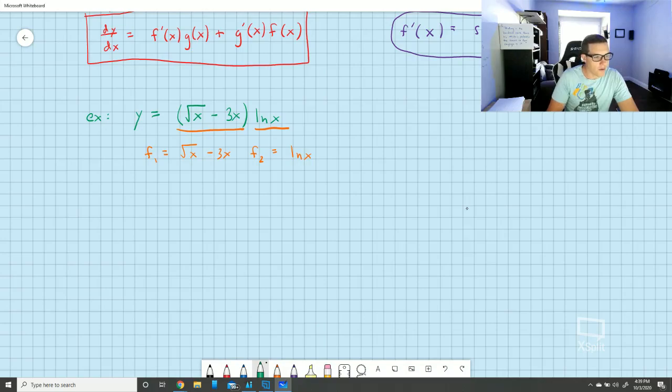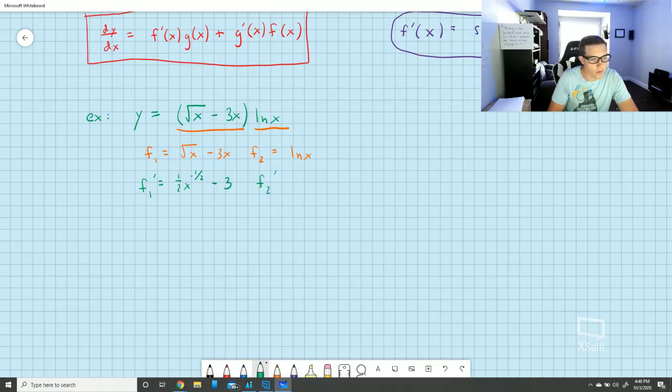So let's find the derivatives. The derivative of this first one is a lot of power rule. So I'm going to go through it a little bit quicker. Change it to the x to the 1/2, and then you just multiply in front, and you end up getting 1/2 x to the negative 1/2 minus 3.